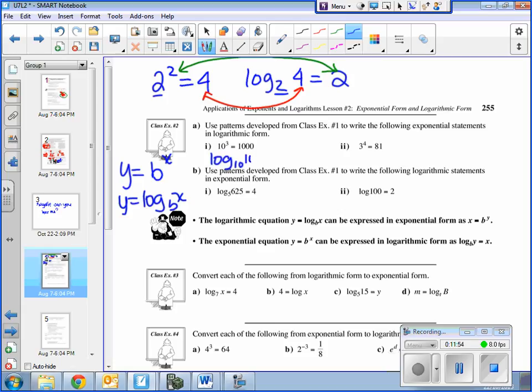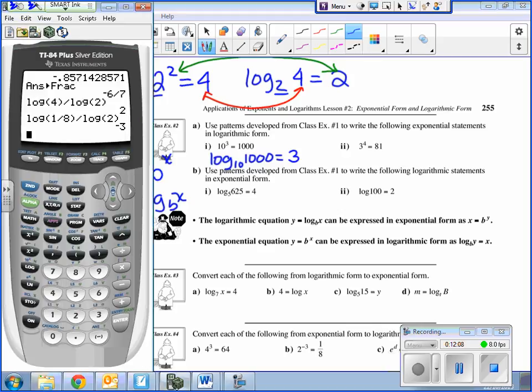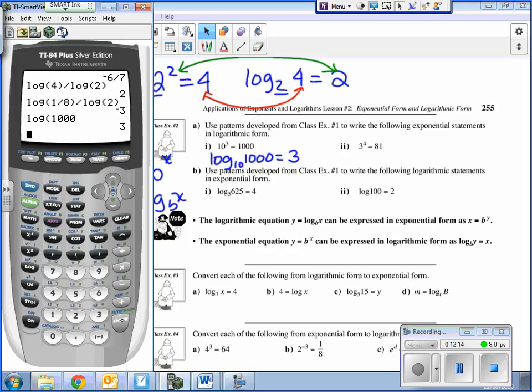1,000 equals 3. You can always do a check with these ones, so just go log of 1,000 divided by log of 10. Or since it's base 10, you could just do log of 1,000. Enter. 3. Okay, so you can always check your work on these ones.